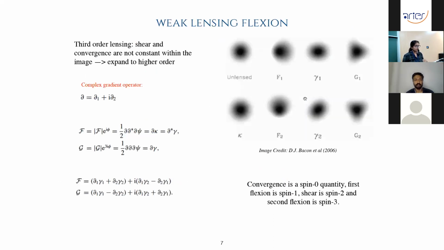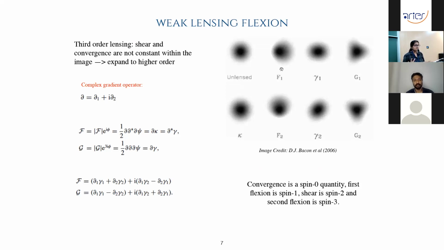So this is just fun information. But if we go one order higher, shear and convergence is essentially when you take a second order Taylor expansion of the tidal shear. If you go one order higher, that is, if you look at third order lensing, you will see there are additional effects.